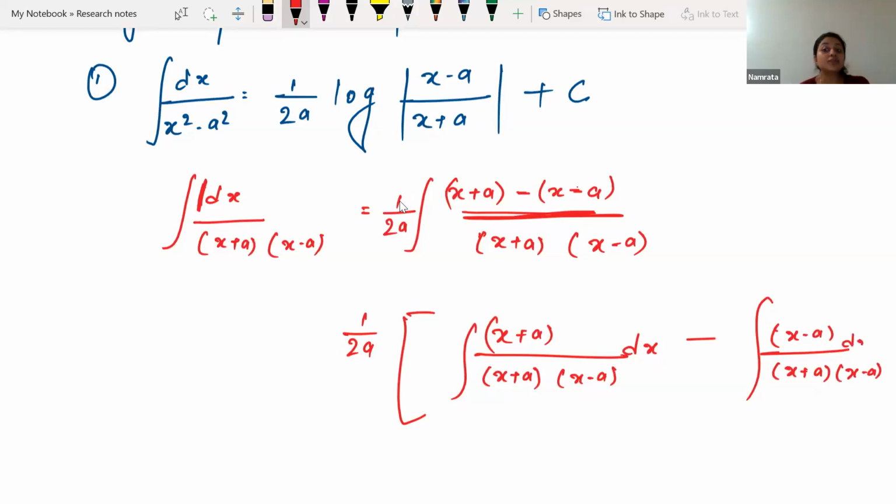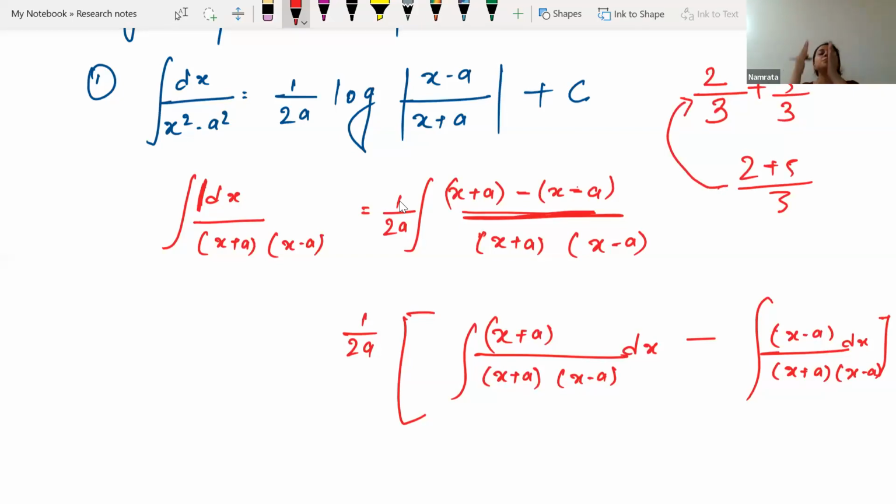You must not get confused why I am writing like that, because in mathematics you must have done the fractional addition and subtraction, and there you know that when we are having 2 by 3 plus 5 by 3, we write it as 2 plus 5 by 3. So why not, when we are having 2 plus 5 by 3, we can write it as 2 by 3 plus 5 by 3. So same thing I am doing.